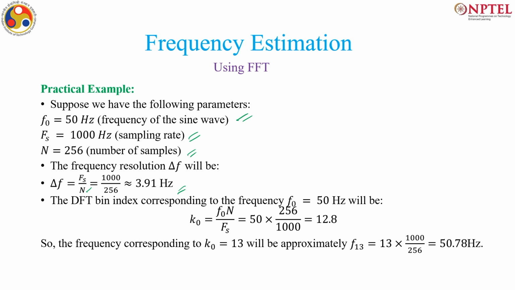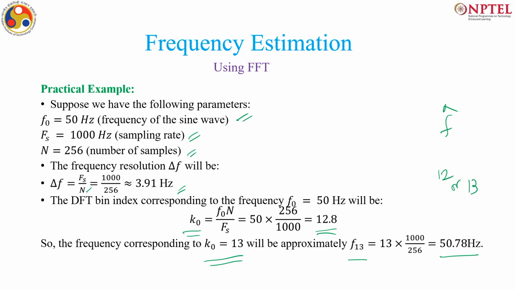So, technically, it corresponds to a k naught value which is 12.8, but k is an integer. So, either the peak will appear at 12 or at 13, and since this is closer to 13, assuming the peak appears at k naught equals 13. So, what we will get is a peak at k naught 13, which corresponds to a frequency of 50.78 hertz, and that is why I say this is an estimate, f hat, not the exact.